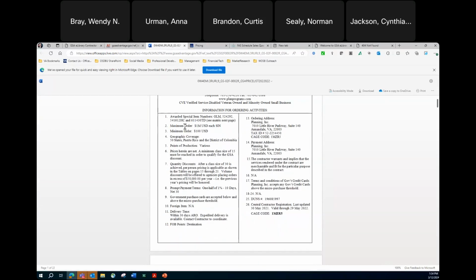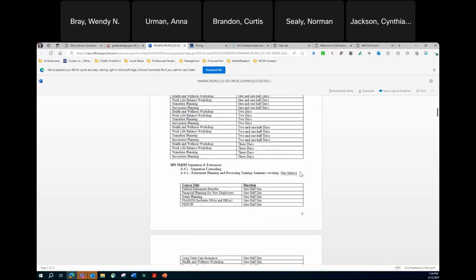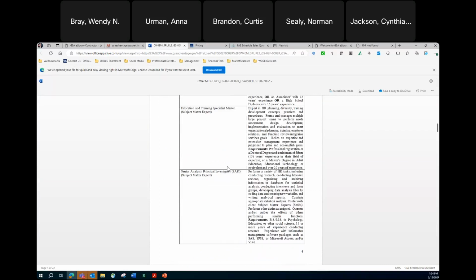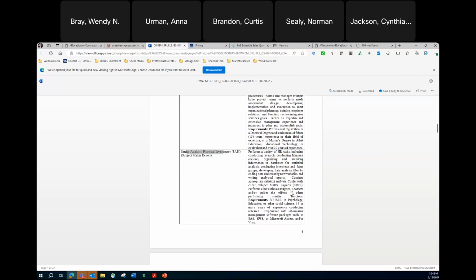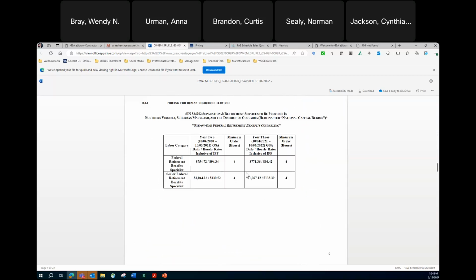Any kind of pre-negotiated minimum or maximum order quantities, their geographic location, company information. These have done it pretty long ago. They don't even have a UEI number. They just use a DUNS. And the services they offer. And again, you'll see their labor category and the definition, and they probably have their pricing table somewhere lower down.